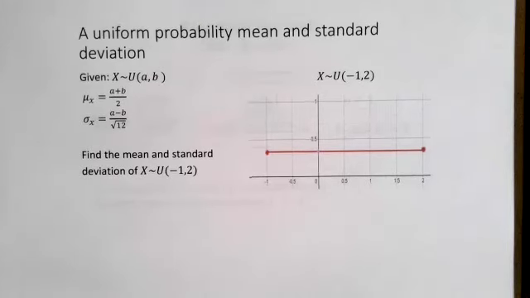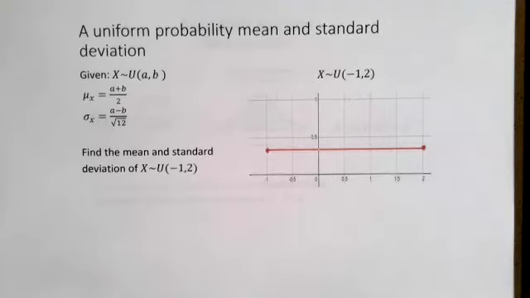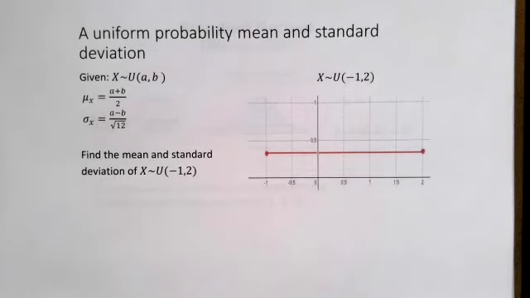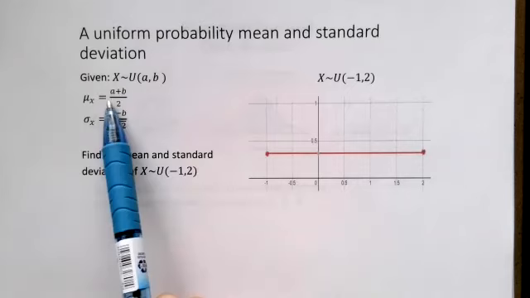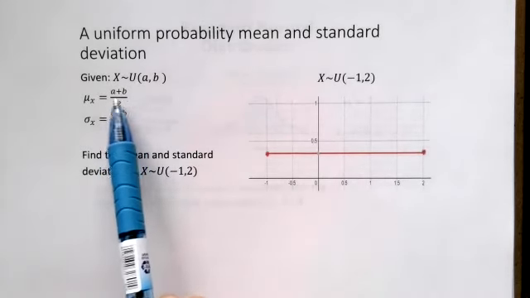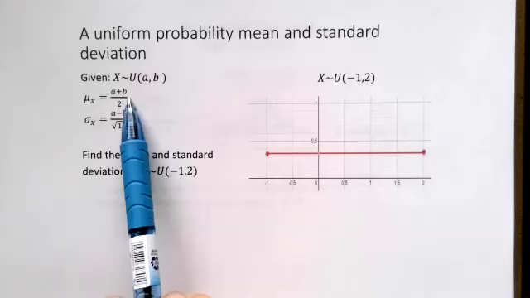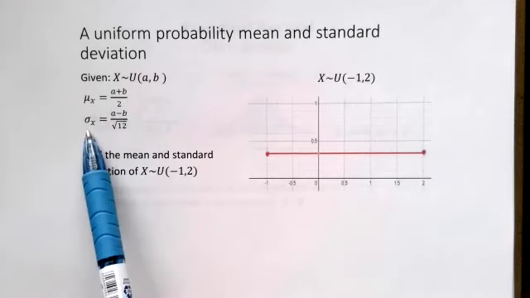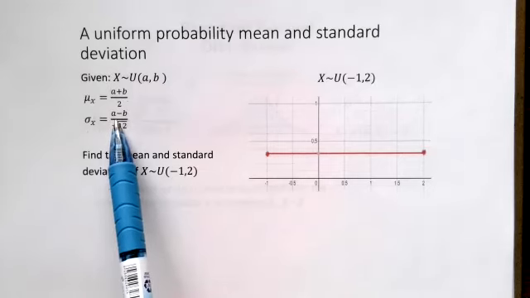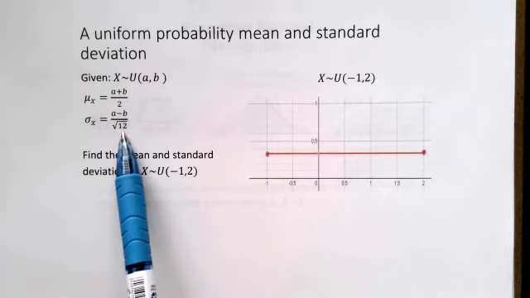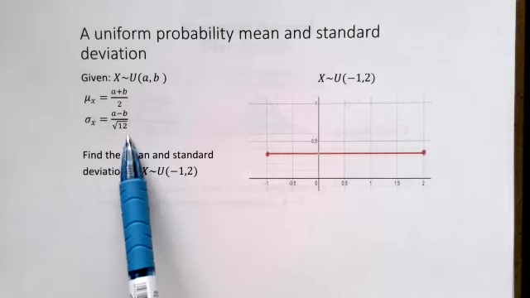Now, we won't always be able to find the mean and standard deviation of any probability density curve, but with a uniform probability density curve, we can. The mean is always going to be the center point between A and B, so it's the average of the endpoints. And the standard deviation is going to be the difference between A and B divided by the square root of 12.